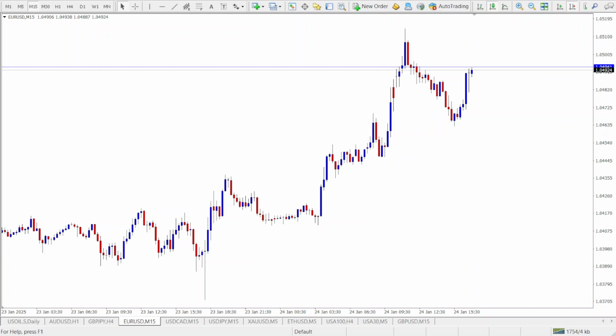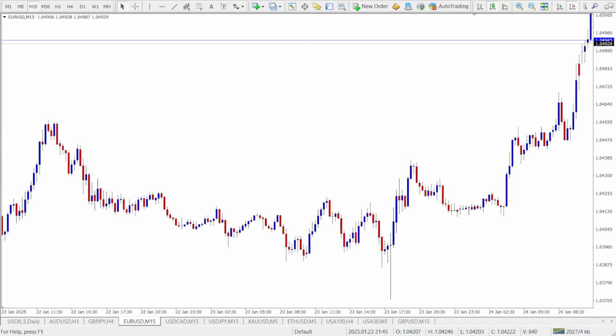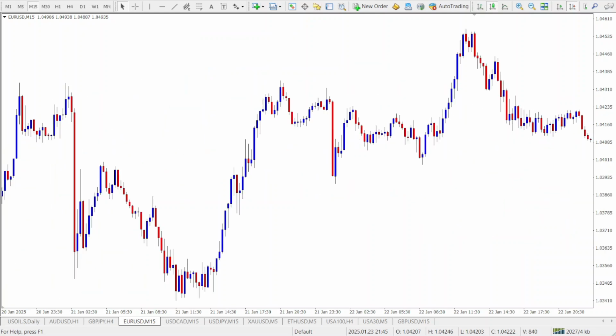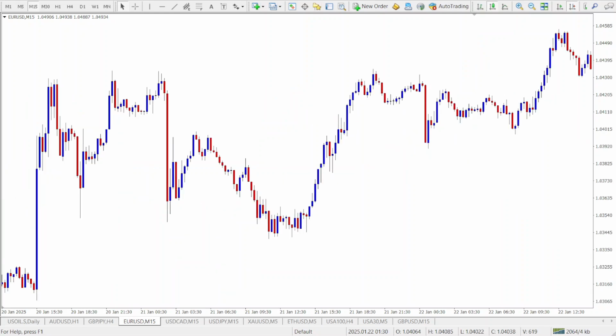Now let us just talk about the basics first. Supply and demand zones are areas on a chart where price has historically shown strong reactions. A supply zone is where sellers have overpowered buyers. Basically, they are areas of rejection, preventing price from going further upwards.